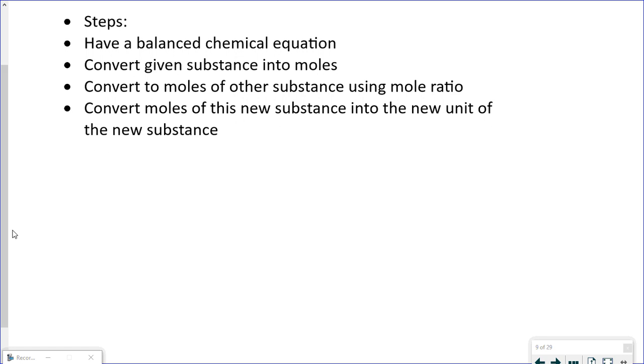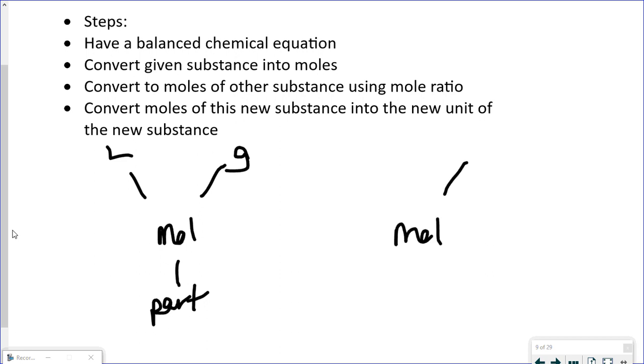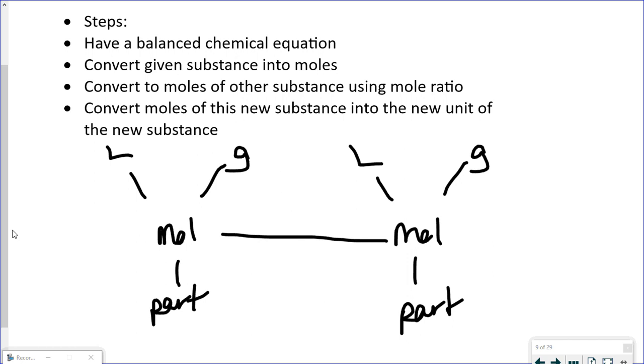Where we had looked at our mole roadmap, you can also use a double mole roadmap to represent stoichiometry. So remember, we could convert moles into grams, liters, or particles. Well, you can put a second one next to it, converting into grams, liters, and particles. And now, knowing that mole ratio, you can use that as a conversion. So this may help you if you're getting stuck on what steps to do next.